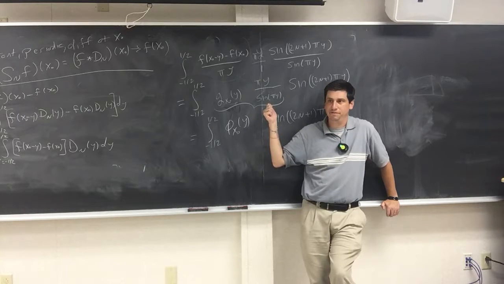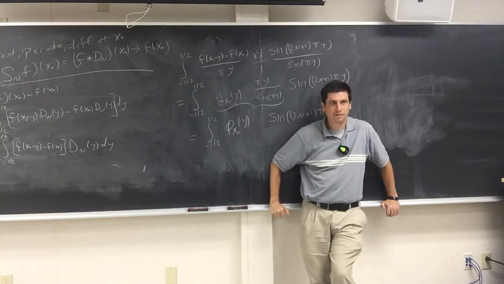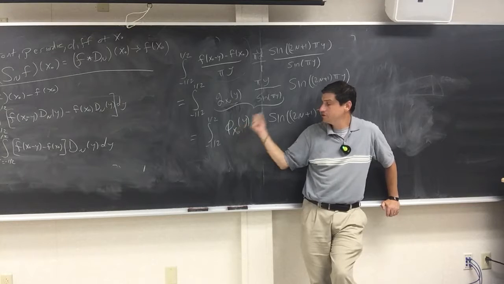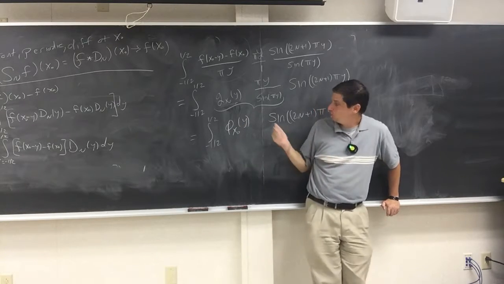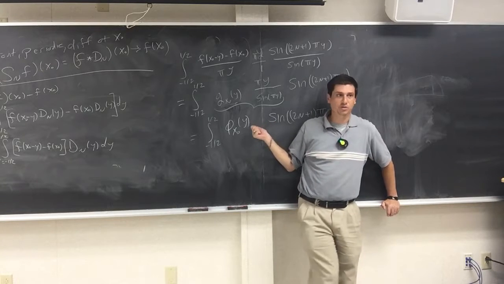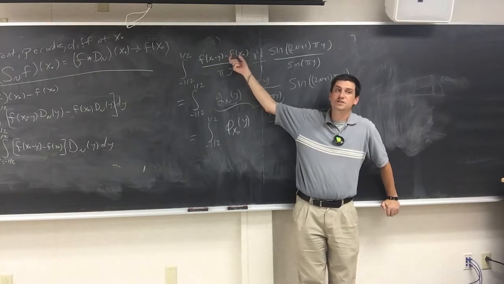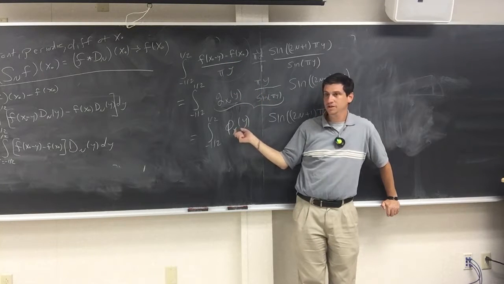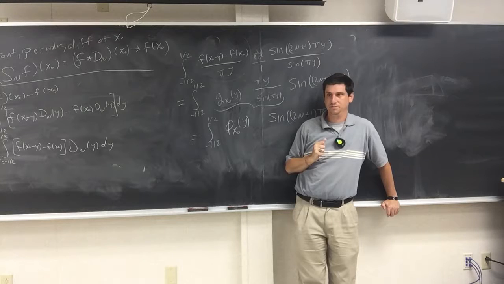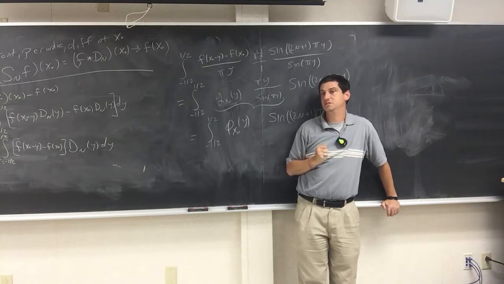What do we know about f? What kind of function is f? Continuous. Is this new function continuous? Where's the only danger point? The only danger point is when y goes to 0. Well, when y goes to 0, because f is differentiable, this quotient exists. So this new function is continuous. Or at the very least, it's bounded.